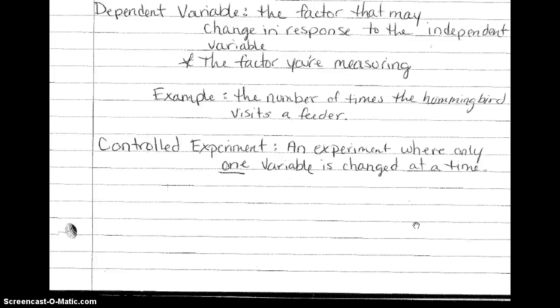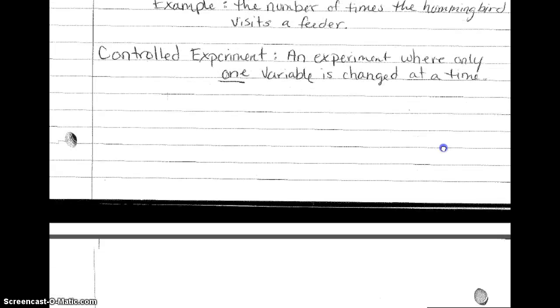So if we're going back to the hummingbird experiment, they changed the color of the feeder and that was all. Had they changed the color and the food type, then they're adding in another variable. So you don't know, maybe the hummingbirds are visiting the red feeder more often because they like the food in the red feeder better. Okay? They don't know that for sure when you start changing more than one thing. So a controlled experiment is one in which only one variable is changed at a time.